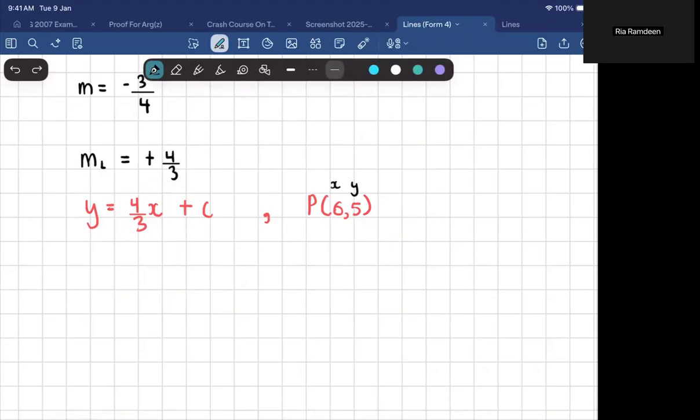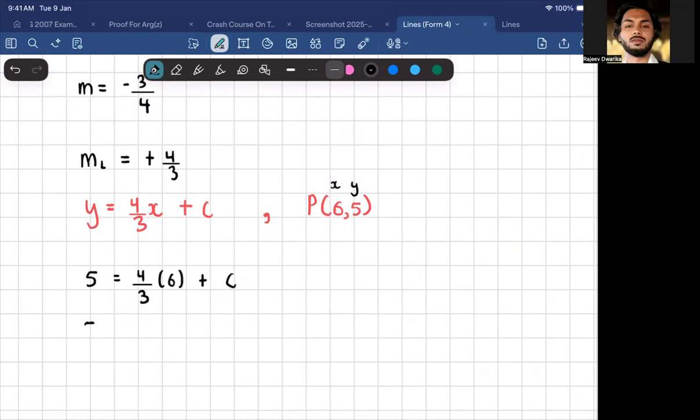So we're going to write 5 because we know y is 5. What are we going to write for x? In brackets, 6. Let's simplify. So 3 into 3 is 1. 3 into 6 is 2. 4 by 2 is 8.